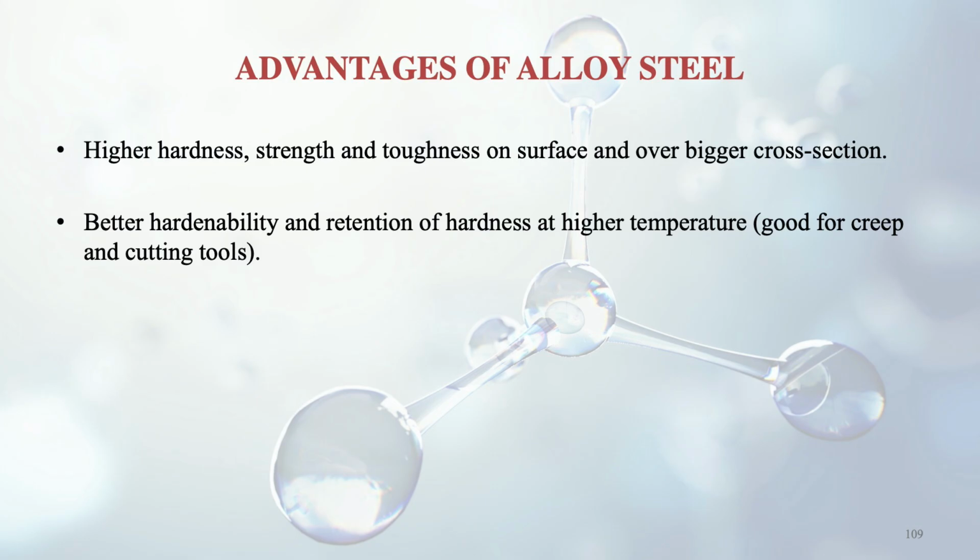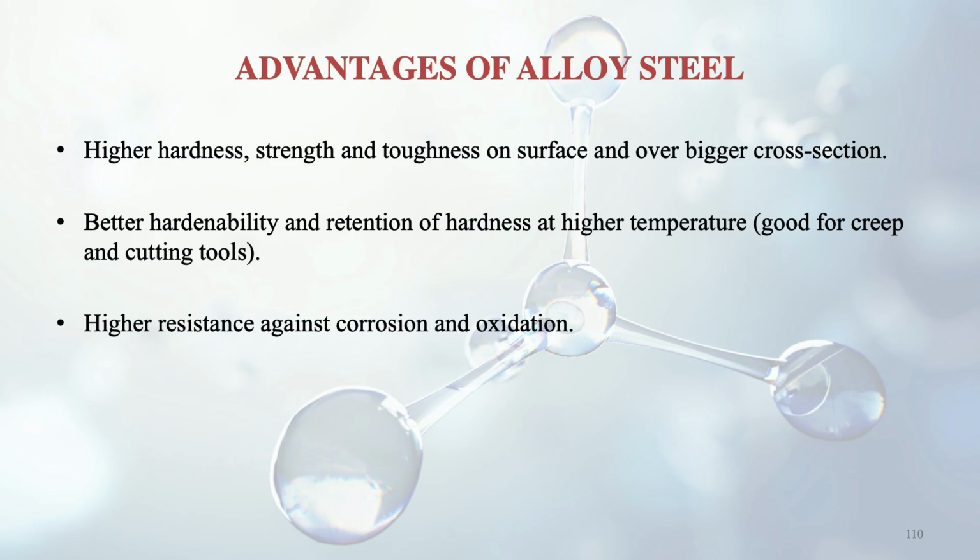at higher temperatures also. Like at higher temperatures sometimes softness comes in, but in this case of alloy steel the hardness is retained even at higher temperatures. So it is that good, and it is good for the creep and cutting tools. We can use them for that purpose, because in creep high temperature effect comes in. So at that high temperature hardness can be maintained, so we can use alloy steel in that case.